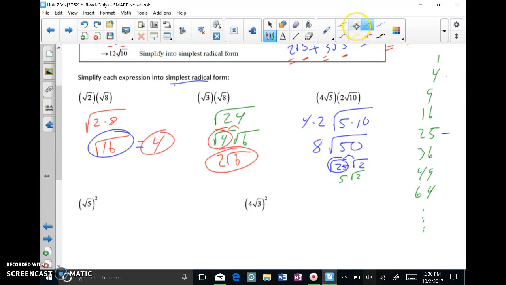Now you already had an 8 outside. The number outside and the new number outside are multiplied. Don't forget to multiply those. And 5 times 8, of course, is 40. So 40 rad 2 is our answer there.